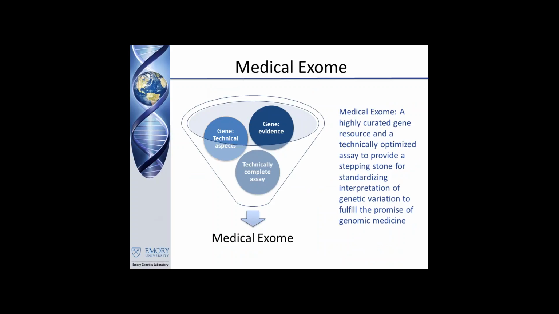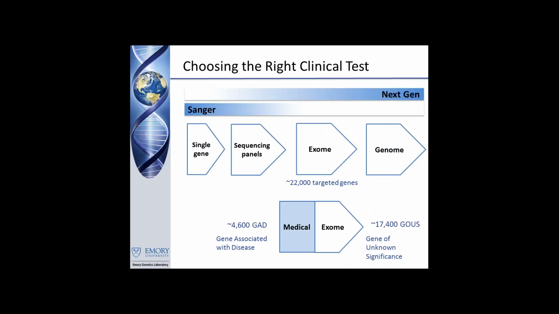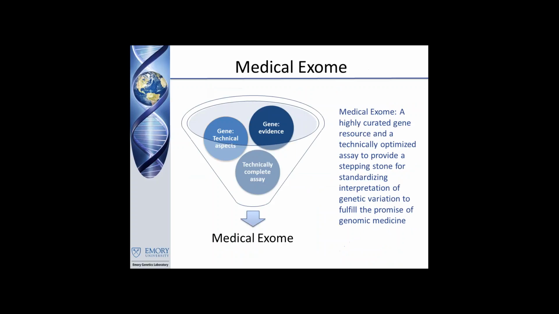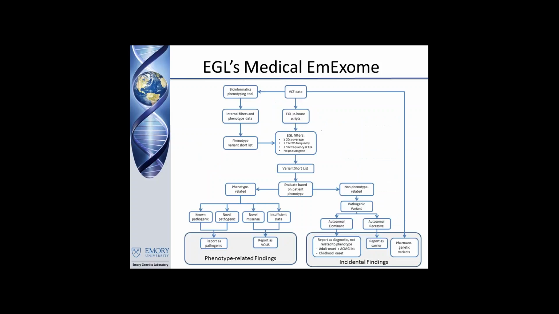So the medical exome project was designed to determine which genes really are associated with disease that we really need to target in a clinical assay. And how do we improve the technology, the technique, the reagent that we're using to better cover those genes? And so what we've done is both create a highly curated gene resource and a technically optimized assay to better cover these genes that we know are associated with human disease.